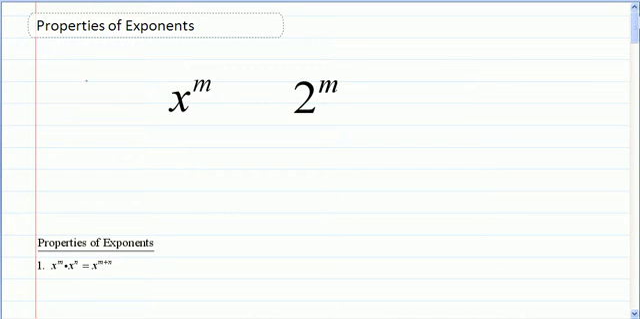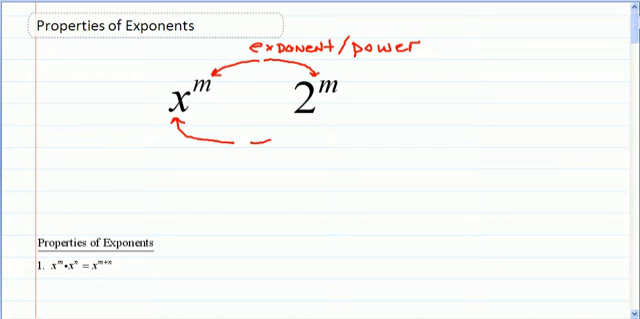In this lesson you will learn the properties of exponents. When you have a variable or a number that's raised to a power, that power is called the exponent. In both of these examples, the letter m is the exponent or a power, and the x and the 2 are called the base. So you have a base of x raised to the power of m and a base of 2 raised to a power of m.